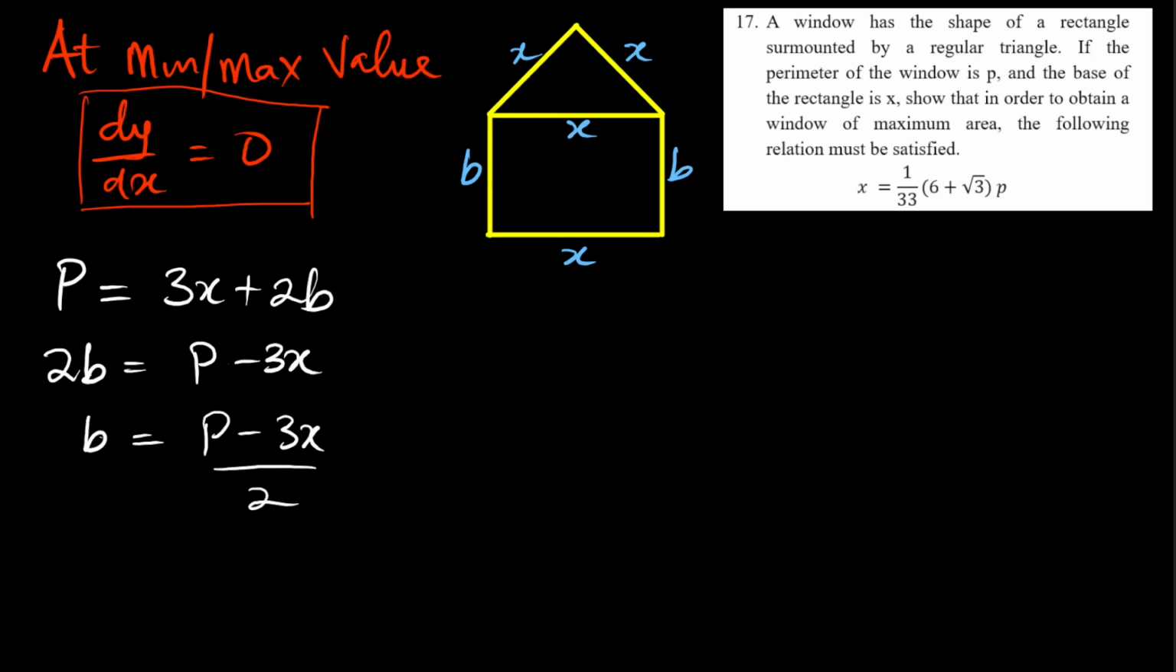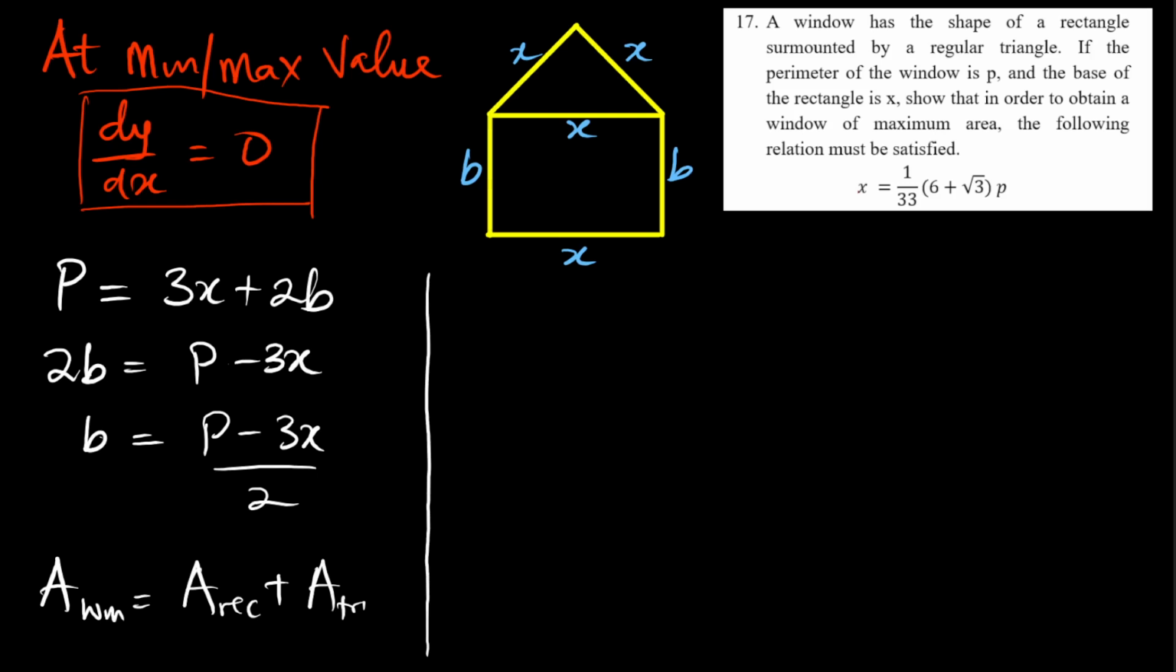Alright, so we are trying to find the value of the maximized area, or we are trying to show the relationship between X and P from the maximized area. So what does that mean? It means that we are going to find the area of the window. Now, if you look at the window, it is made up of two shapes, a rectangle and a triangle. So it is okay for us to say that the area of the window is equal to the area of the rectangle plus the area of the triangle.